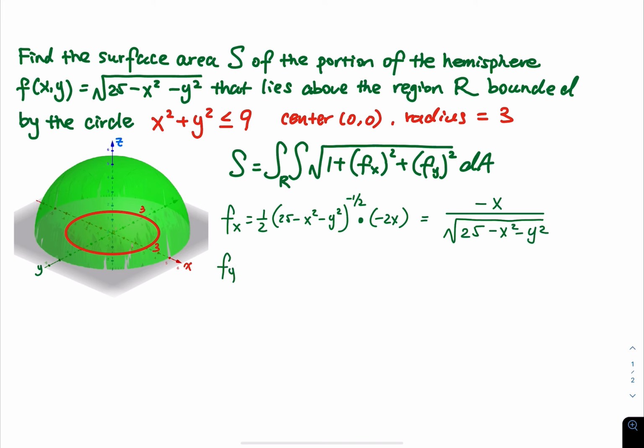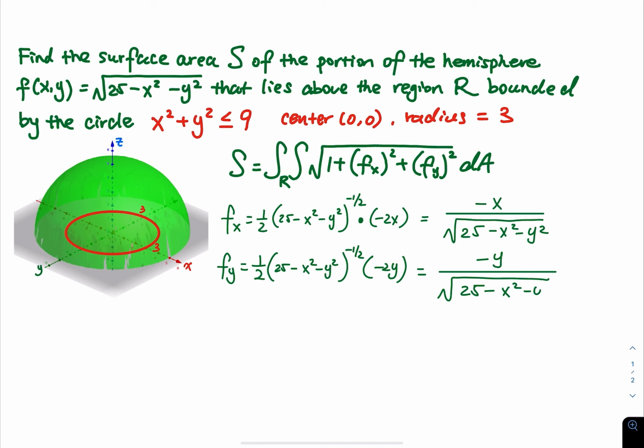And then f_y, the partial derivative with respect to y, we bring the 1/2 down, 25 minus x squared minus y squared to the negative 1/2. And then the derivative of negative y squared is minus 2y. The 25 and the x squared are all constant. That is equal to negative y, right? The 2 is cancelled, over the square root of the radicand, 25 minus x squared minus y squared.